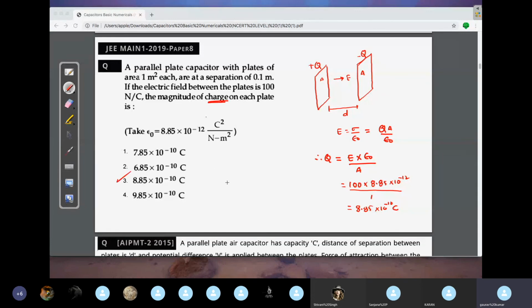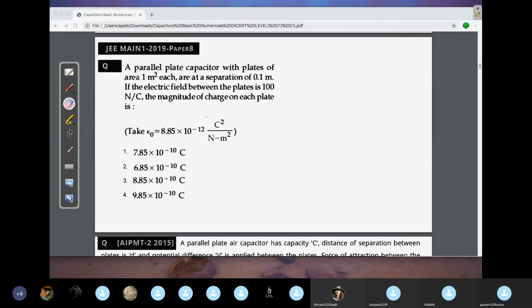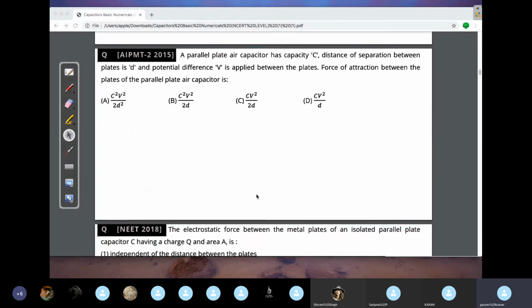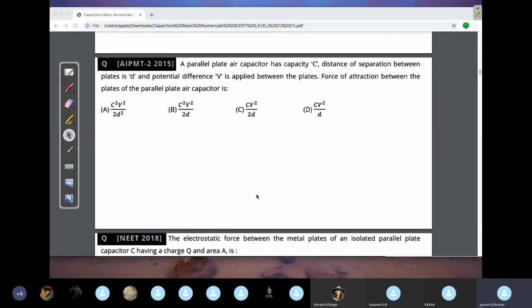If you want, you can take the screenshot here. It's a very, very elementary question, right? Okay, so let's see the next question. Please solve it. Again, a very, very easy question here.